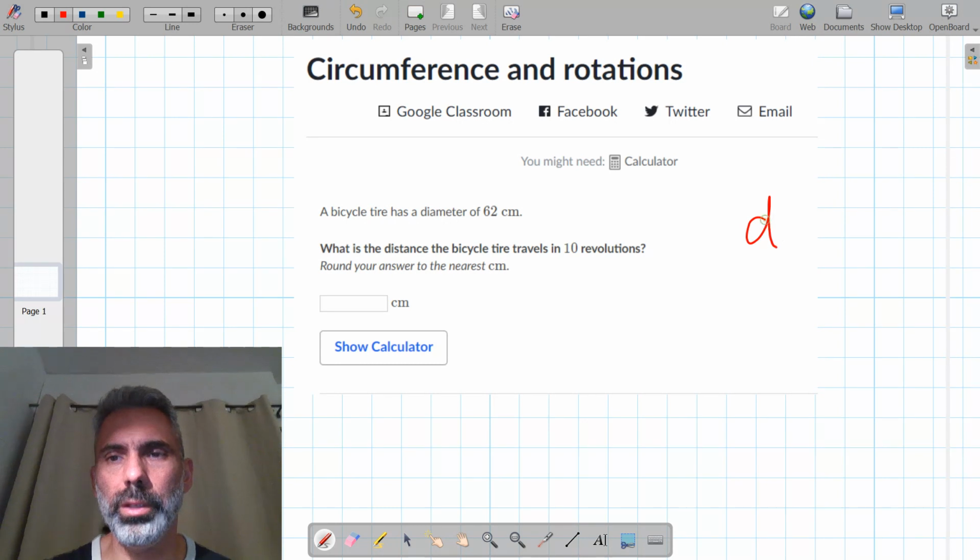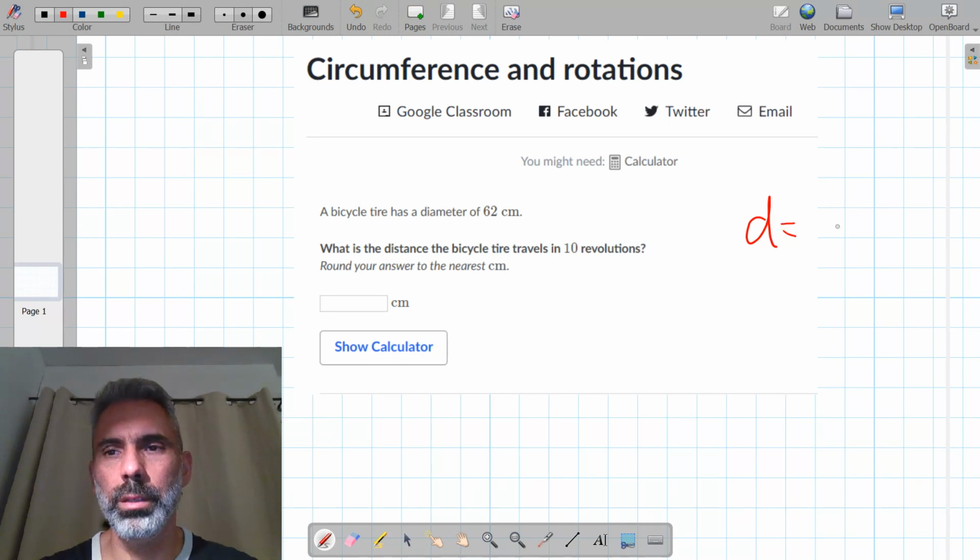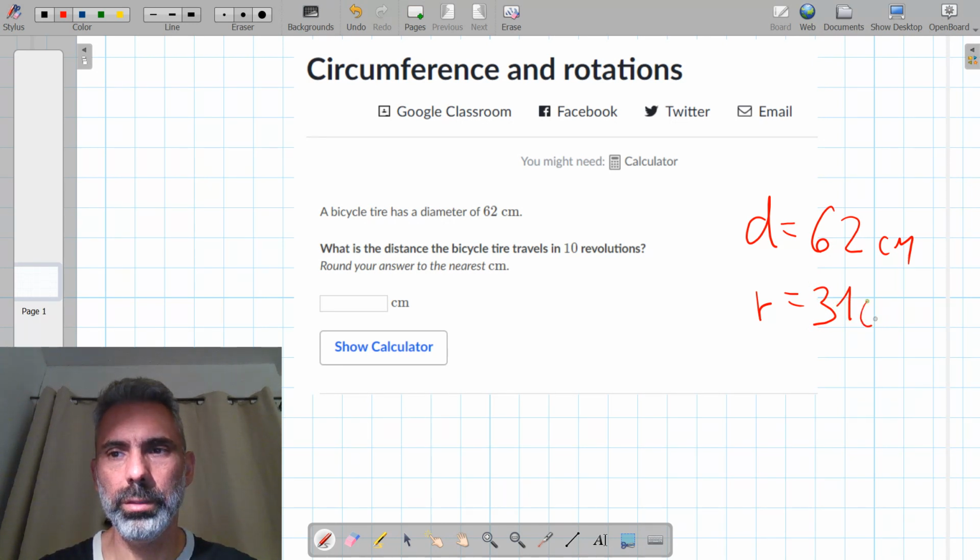Okay, so the diameter is 62 centimeters, which means the radius is 31 centimeters because the radius is half the diameter. 10 revolutions. So we need to know the circumference and multiply it by 10.